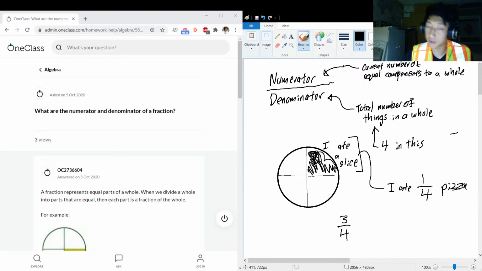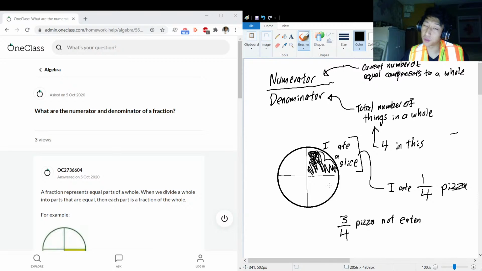That's the denominator. It is always going to be pretty much constant. And the numerator is how much we're taking account of for this current statement. So the number of pizzas that I did not eat is 3/4. So 3/4 pizza not eaten. Okay, so denominator is downstairs. That represents how many things make up a whole. On the upstairs is the numerator, and that is the number of things that we're currently thinking of.